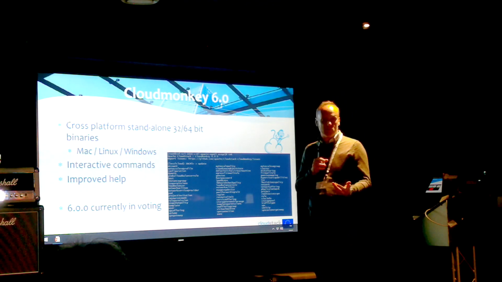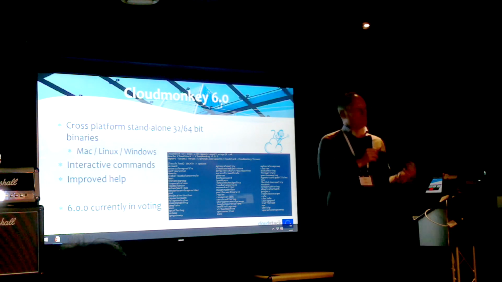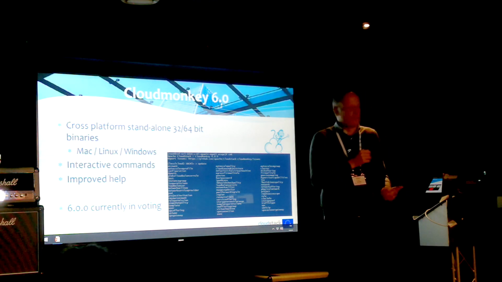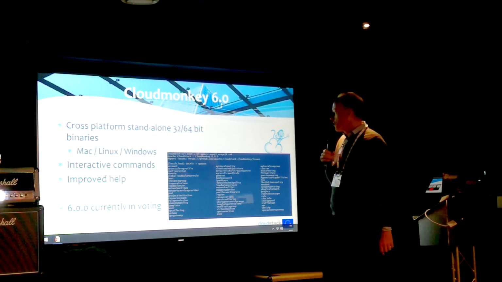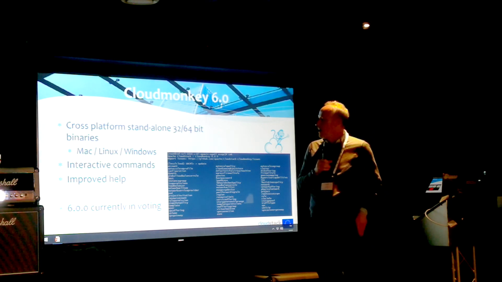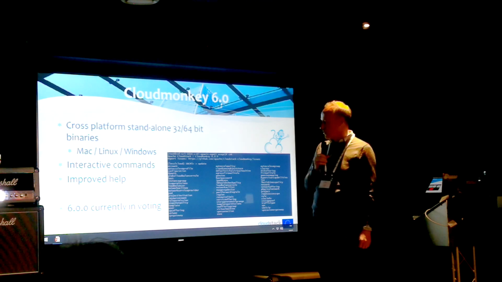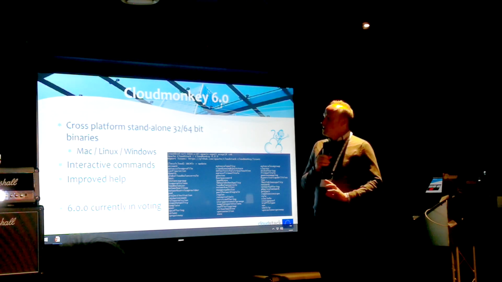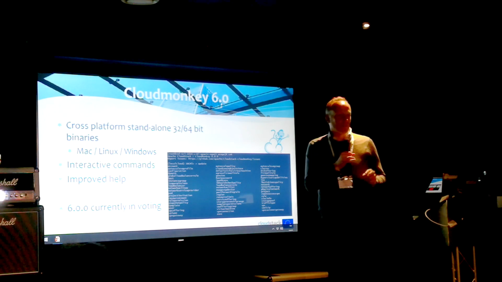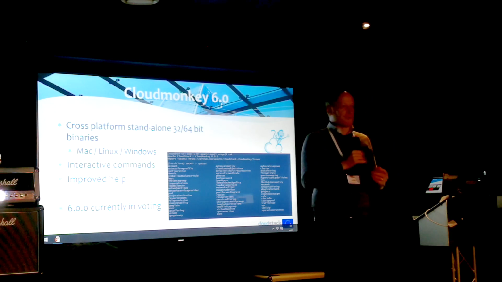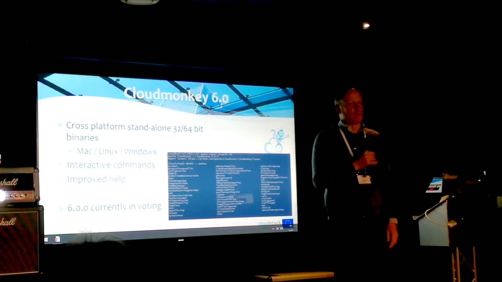And there's a guy we work with, Rohit. This CloudMonkey was his idea all the way, and it's his baby. Other people work on it, but he's the guy who's really passionate about it. And Rohit's just released version 6. Actually, it's in voting at the moment, so it's not formally released through the Apache Software Foundation yet. Lots of new exciting features, interactive commands, auto-complete on the commands, lots of stuff to just save you time at the command line.